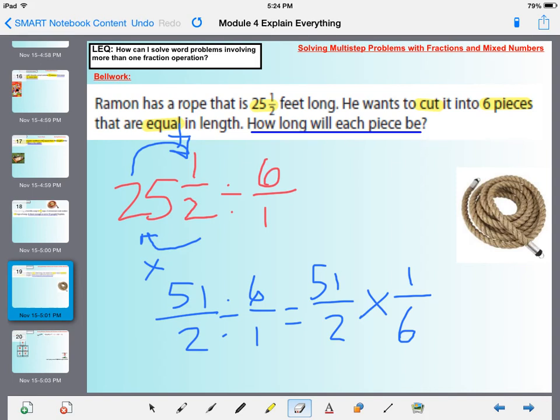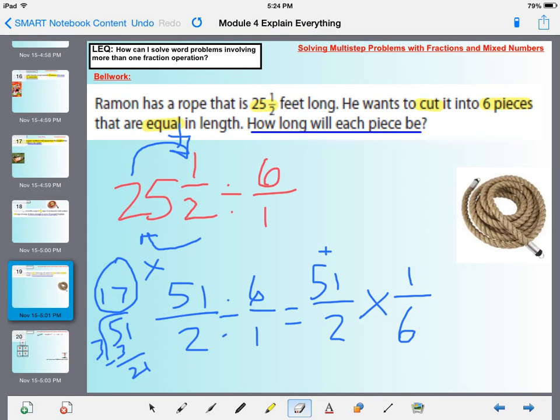I believe that 3 will go into both 6 and 51. Let me go off to the side and see if that is the case. And it is. 3 will go into 5 one time. The divisibility rule of 3 says that if you add the digits together, like 5 plus 1 is 6, and it's a multiple of 3, then you know that it's divisible by 3. So that's just a little hint for divisibility rules of 3.